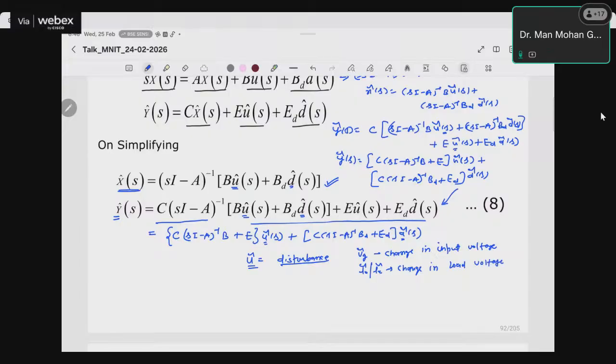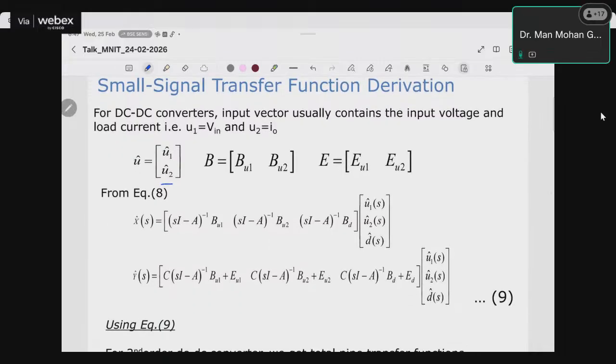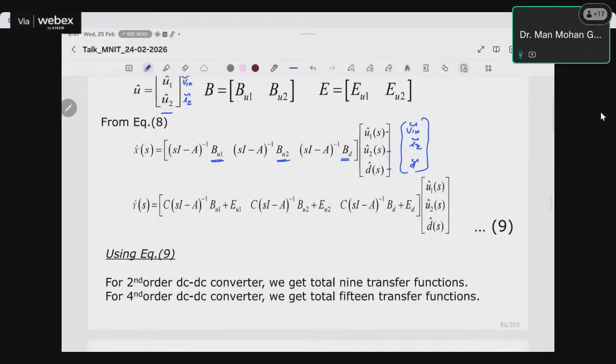There are two possibilities of disturbances. One is line regulation, change in input voltage, another is change in load. So two kinds of disturbance may exist. What is the dynamics of the converter if these disturbances are there? These transfer functions relate that, right? So I have written here that u is this one, let's say disturbance in input and disturbance in load current. So there are three inputs: V input, IZ, and D. With these three variables, out of which two are disturbances and one is the control variable, there are three associated matrices.